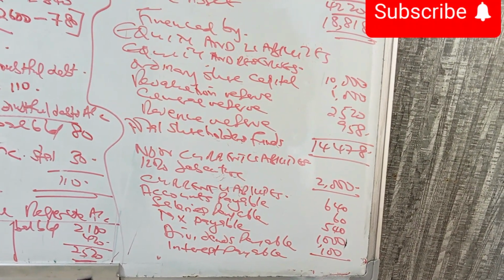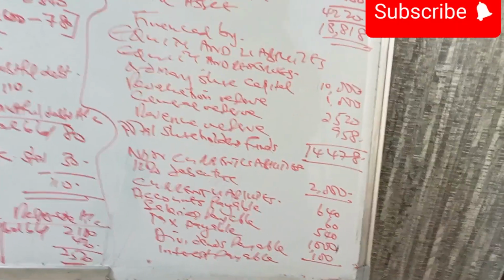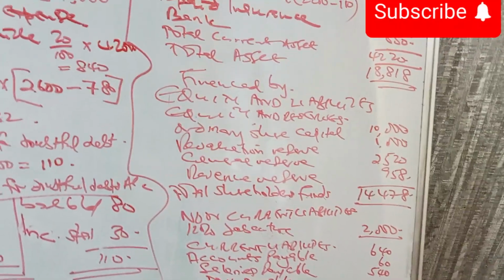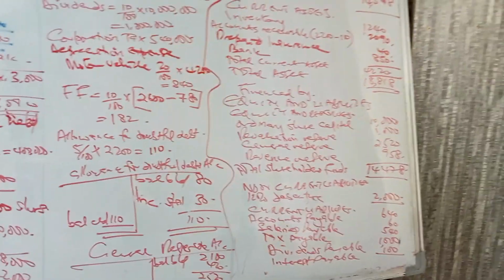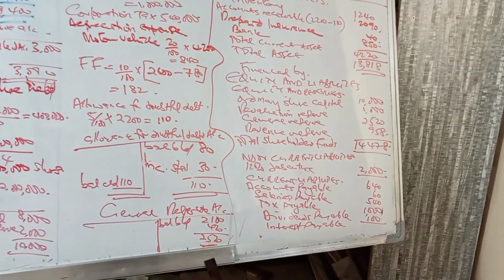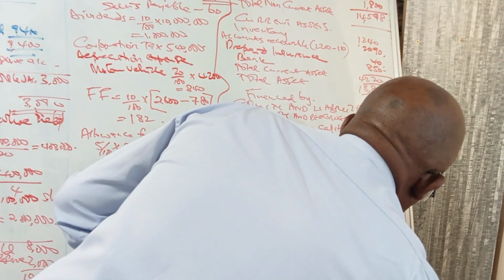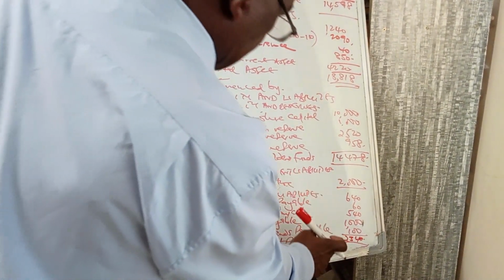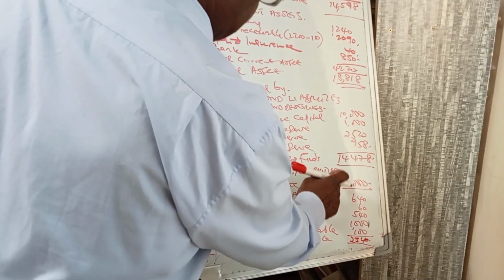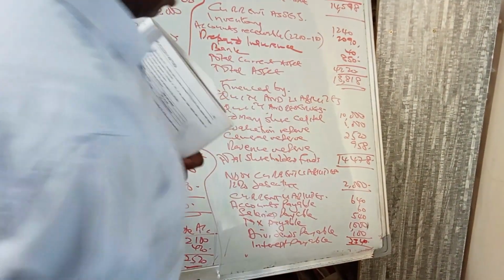So it is 640 plus 60 plus 540 plus 1,100. We get a figure of 2,340 as the total current liabilities. If we now add the total current liabilities with non-current liabilities and total shareholders' funds, we find out whether it is equal to the total assets.